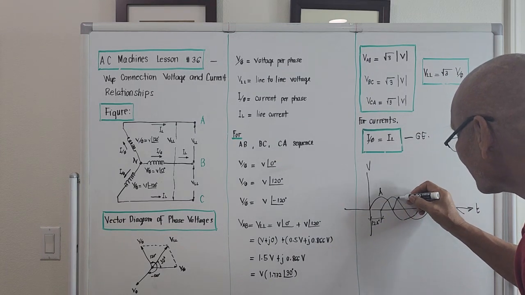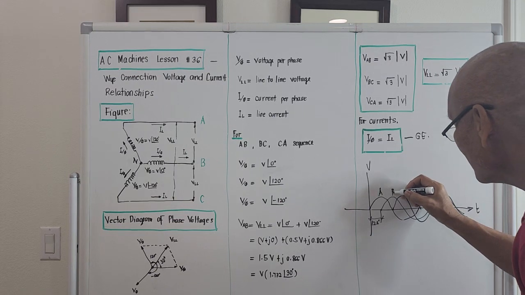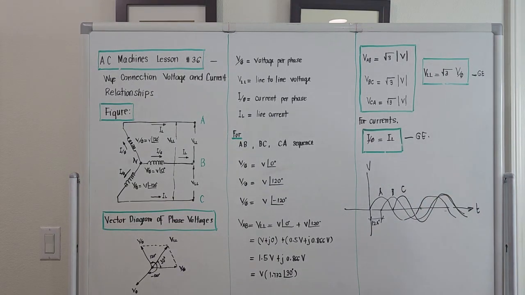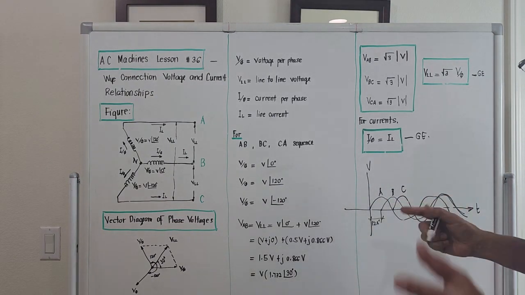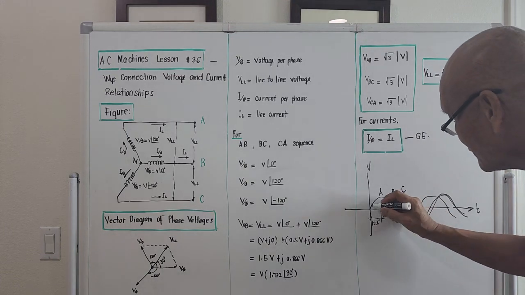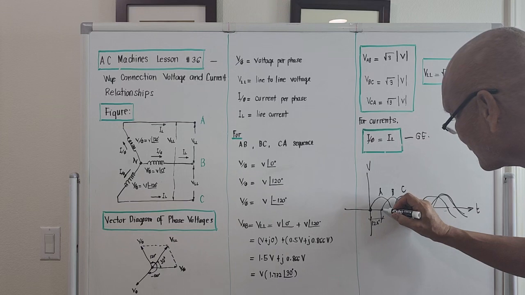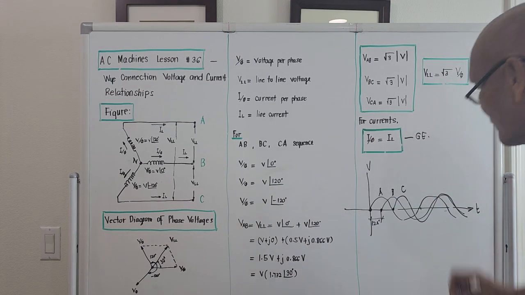It is something like this, right? So this is B and this is C. They don't occur at the same time, okay? There was a lag behind by 120 degrees. When A is at this location here, B will start here and C will start here.